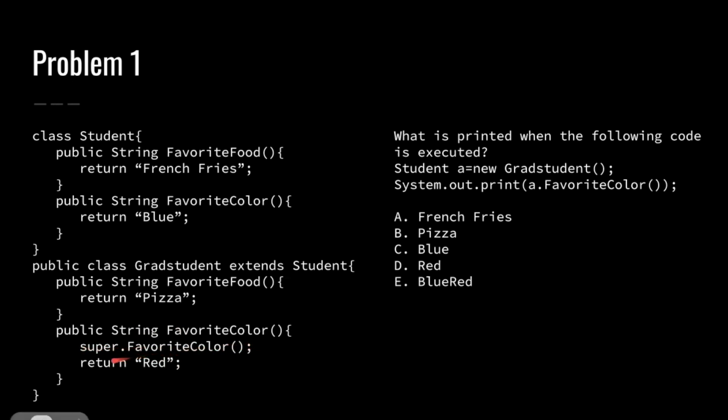Now if the return statement was instead return super.favoriteColor plus red, then the answer would be E. But since that's not part of the return statement, the answer is just red. So this is one thing that you'll have to be careful on if you're doing the AP exam. There will be problems that try to trap you. They make you think the answer is something, but it's actually something else.